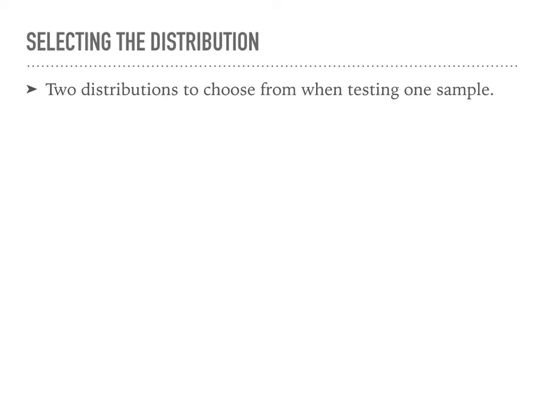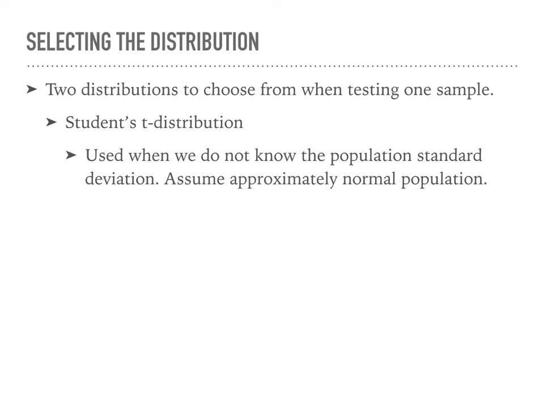There are 2 distributions that we will have to choose between when testing one sample. These 2 distributions we've seen before, the student t distribution. It's used when we do not know the population standard deviation, and we assume that it's an approximately normal population, or it's a large sample size.